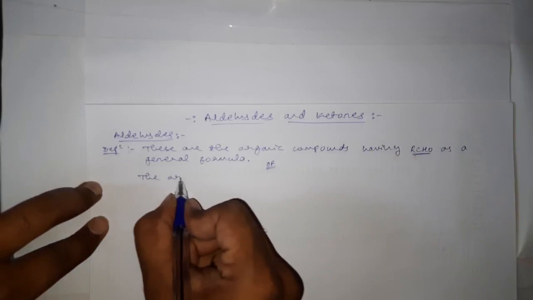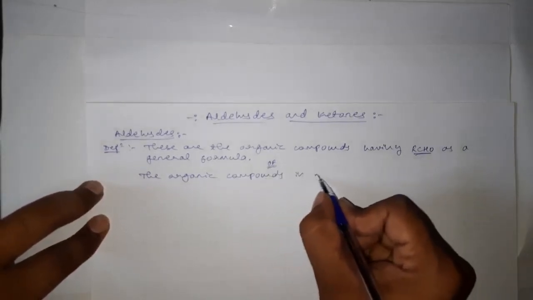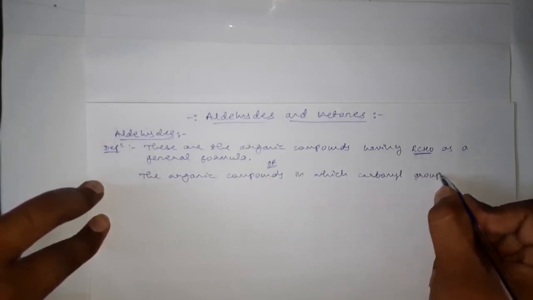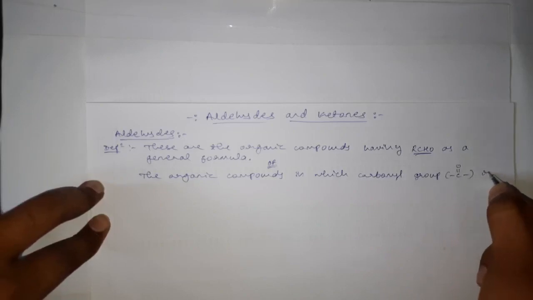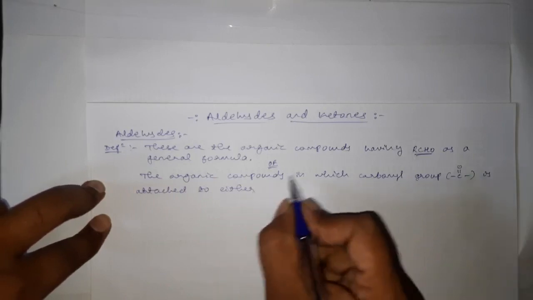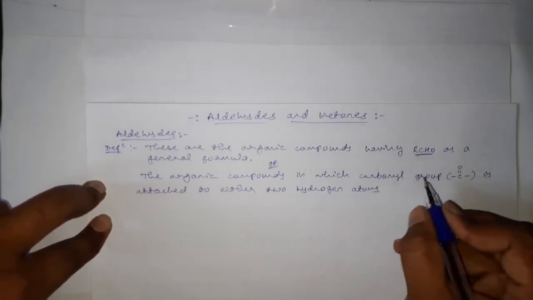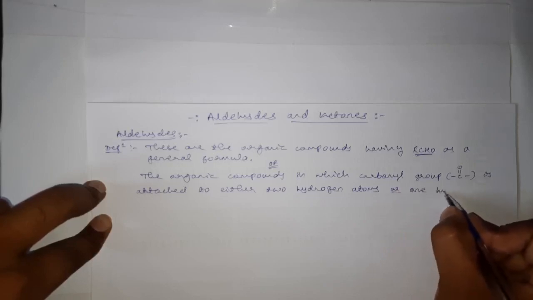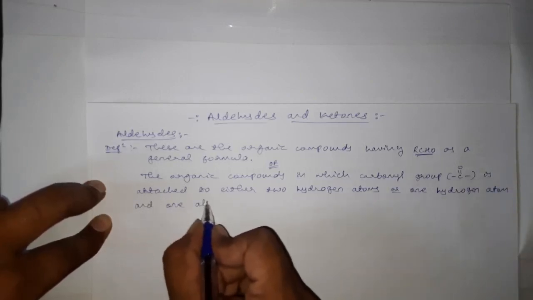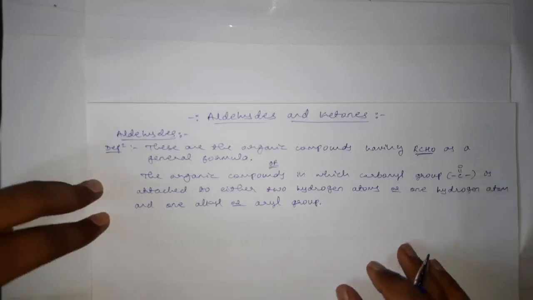That is, the organic compounds in which the carbonyl group, that is C double bond O group, is attached to either two hydrogen atoms, or one hydrogen atom and one alkyl or aryl group. Then that organic compound is called what?